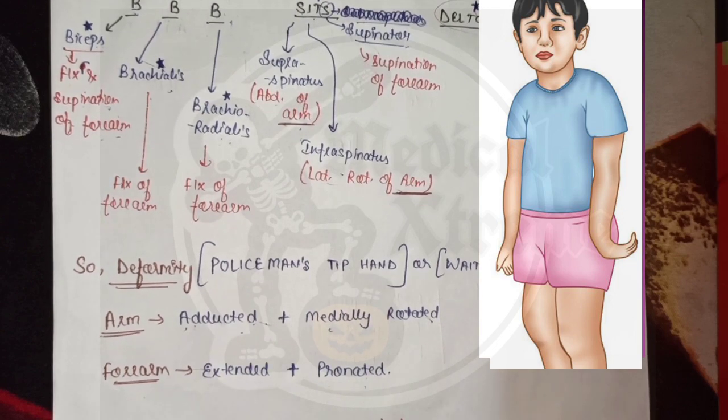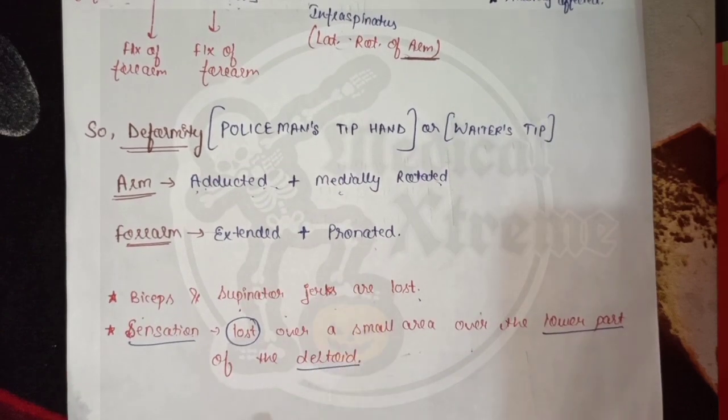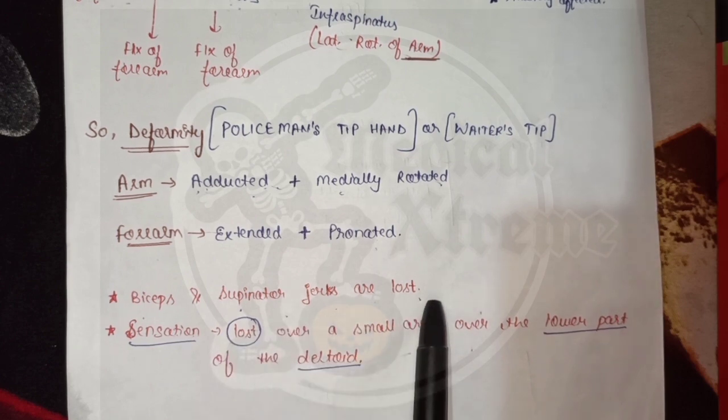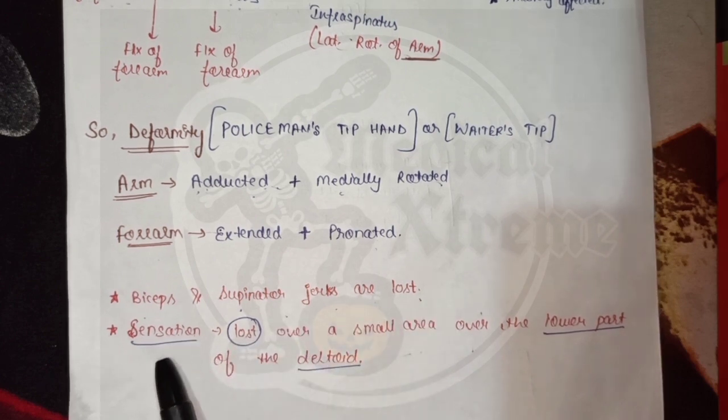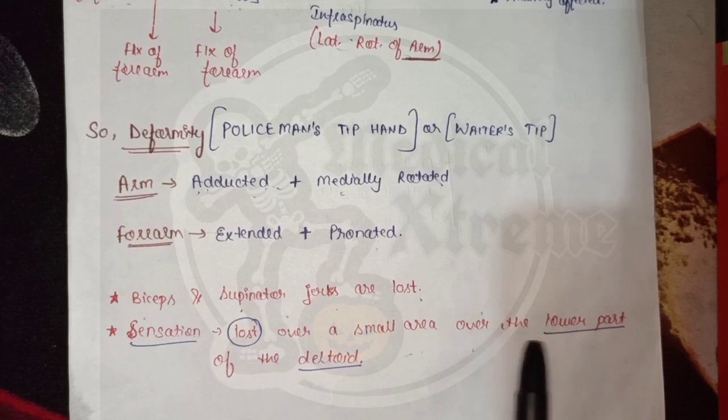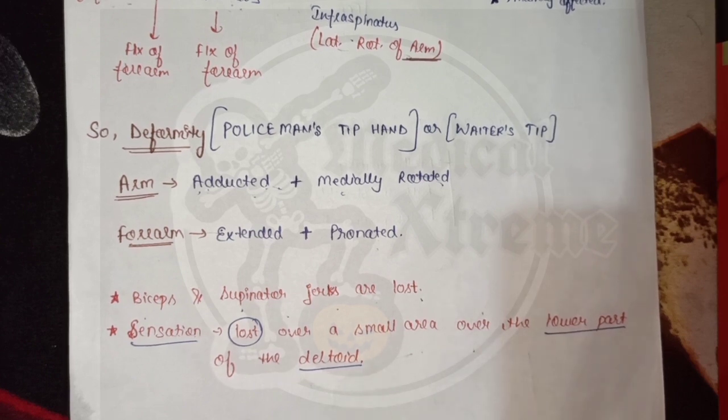One more thing, the biceps and supinator jerks are lost, and sensation is also lost over a small area over the lower part of the deltoid. So this is about Erb's paralysis.